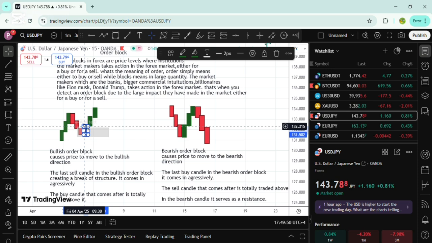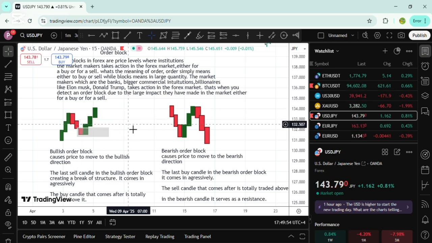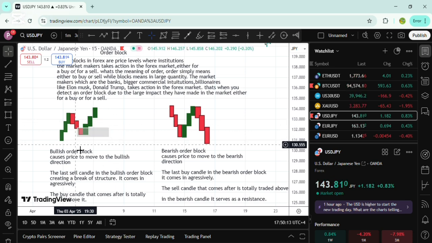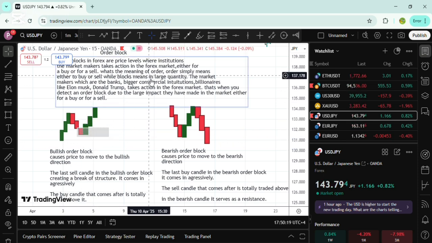The last sell candle in the bullish order block creates the break of structure. It means it comes in aggressive. This green one is always bigger than the red one, the negative one. The green candle is always bigger than the negative candle. The one that comes after the negative candle is always greater than it. Sometimes it can be one, two, or three candles, but it's always greater.